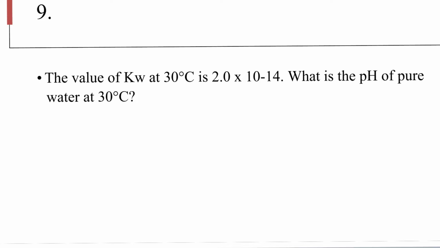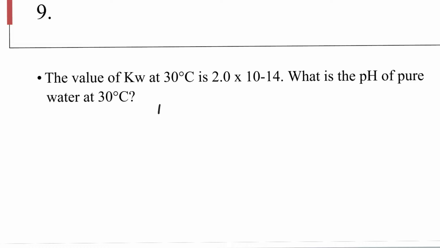All right, so it says the value of Kw at 30 degrees Celsius is 2.0 times 10 to the negative 14. What is the pH of pure water at 30 degrees Celsius? So remember what we talked about earlier. When you change the temperature, you're changing the Kw. And if you're changing the Kw, you're changing the pH or pOH or whatever the case may be. So it may be a good idea to write out the equation, like I said before.